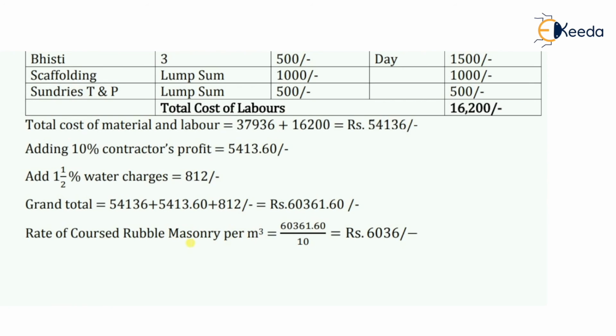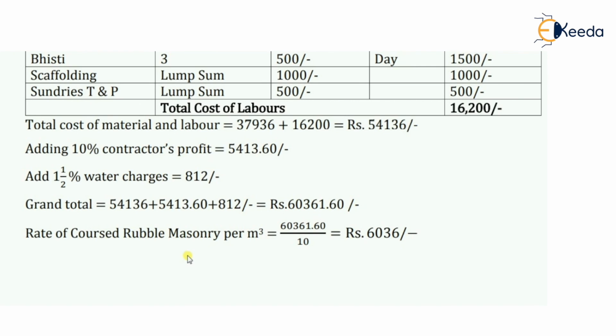So we calculate this value by dividing it by the total quantity of work. We have assumed the total quantity of work as 10 meter cube. So this 60,361 rupees 60 paisa divided by 10 will be 6036 rupees, and this is nothing but the rate of coarse rubble masonry per meter cube.